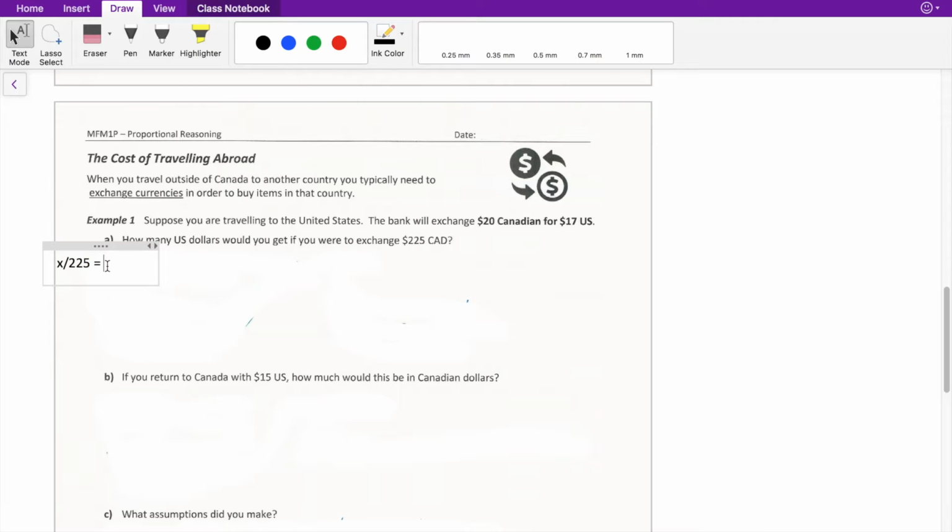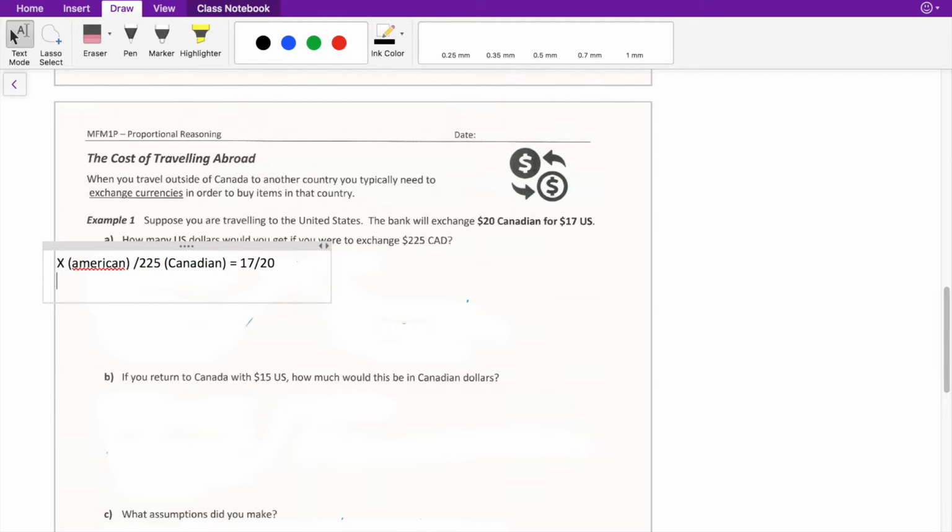Right? So right now we have American over Canadian. So we have American money, because that's what we want to know. American money over Canadian money. So when we set up this second part of our ratio, let's do the same thing. So we have American up top, so let's put our American that we know, $17 over our $20.